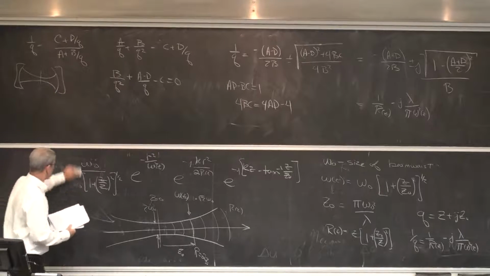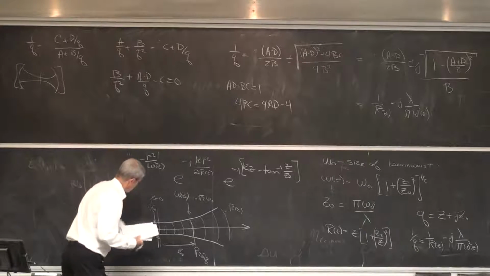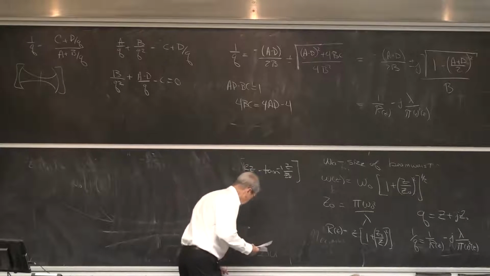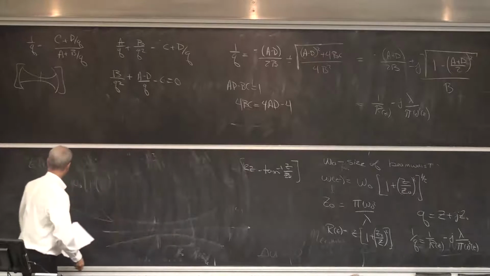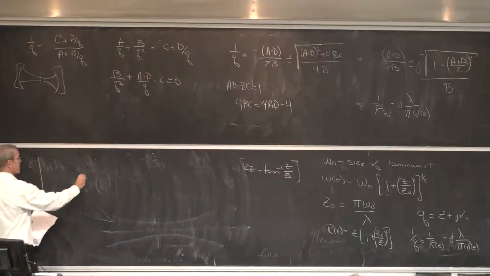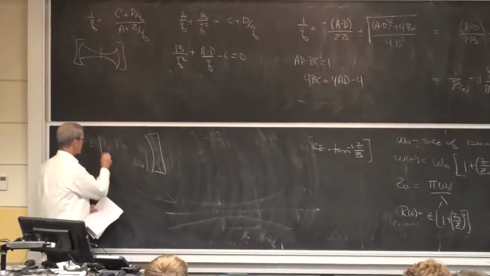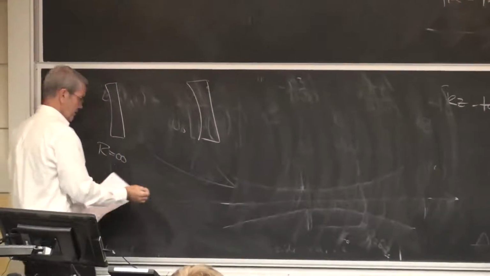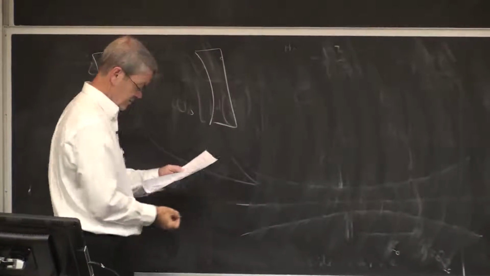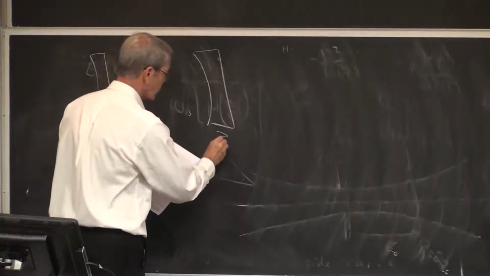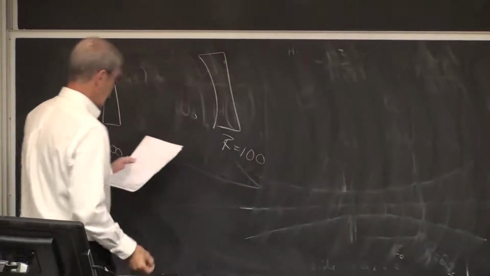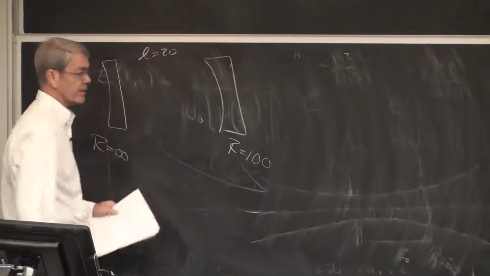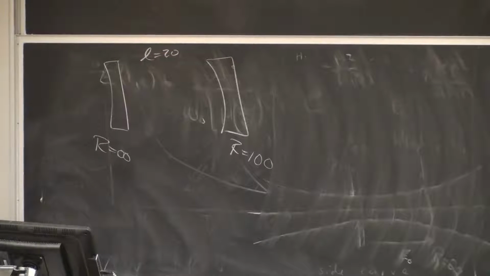So I want to do a simple cavity with a simple ABCD, but we want to point out some of the issues we find. So let's say we've got a cavity that looks like this. I've got a flat mirror and a curved mirror. So there's my cavity. So r equals infinity, and I put some numbers in it. Let's make this 100 centimeters. And let's have a distance L, and let's make that 20. Okay, I'd like to know what the mode looks like inside this cavity.